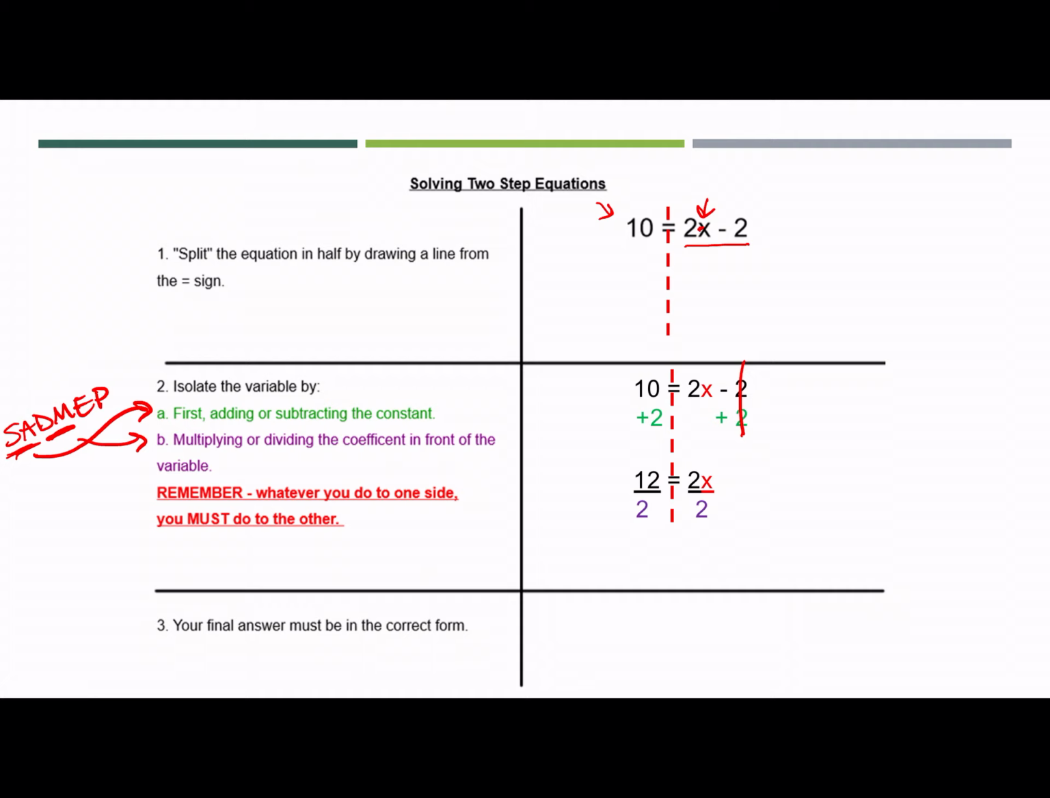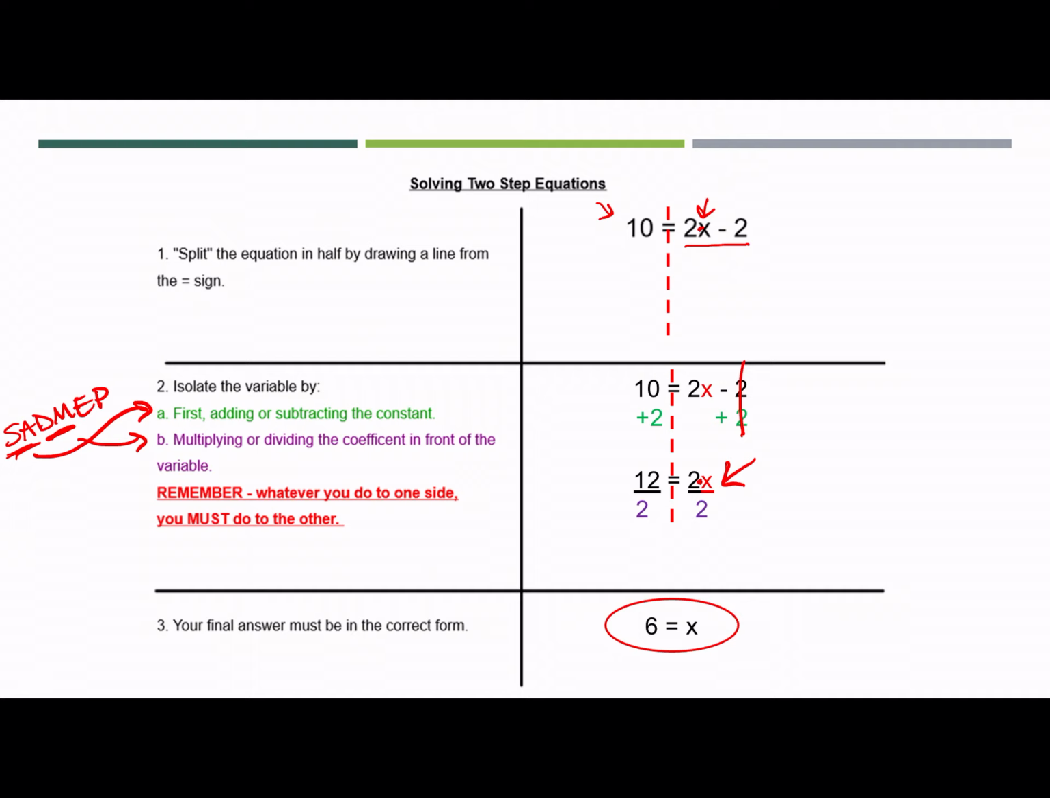And then in purple, I'm going to multiply or divide the coefficient in front of the variable to get that x by itself. So essentially at this point, I have a one-step equation, kind of like what we just did. So I have 2 times x. I want to get rid of the 2. The opposite or the inverse operation of multiplication is division. So I'm going to divide both sides by 2. And then 12 divided by 2 is 6.